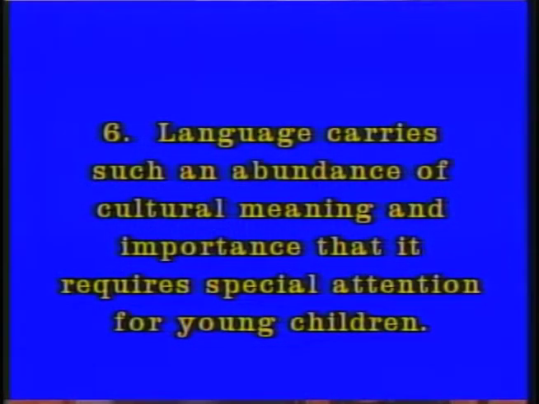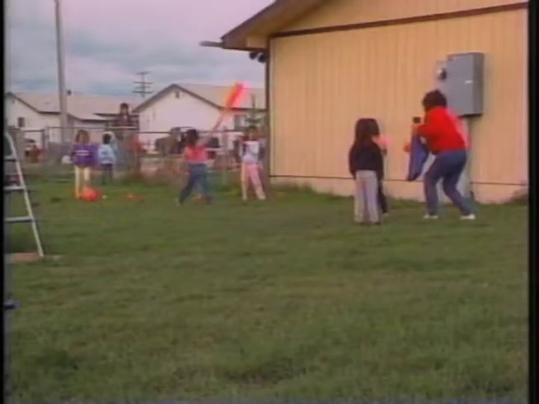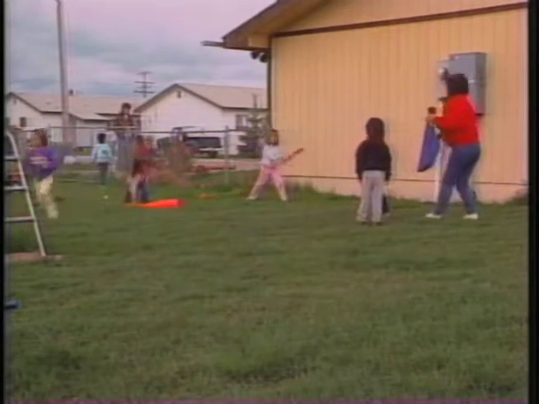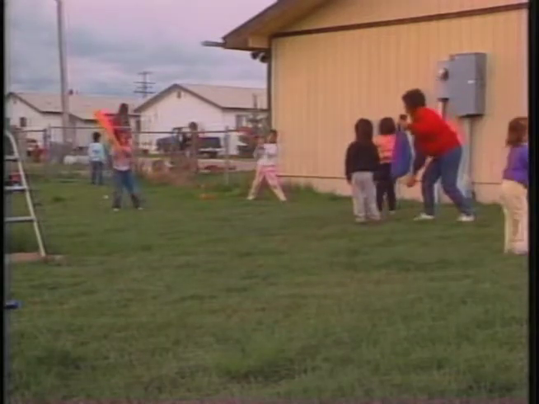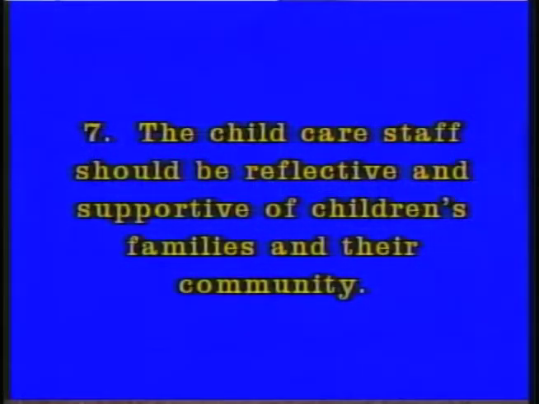Francis, Carol, and Adeline have pointed out the importance of the sixth principle. This is, language carries such an abundance of cultural meaning and importance that it requires special attention for young children. One method of ensuring that children's native languages are not lost but are supported and integrated in daily experiences would be to provide children with a child care staff that is reflective and supportive of their families and their community. This seventh principle of staffing priorities should be reflected in all aspects of program management.